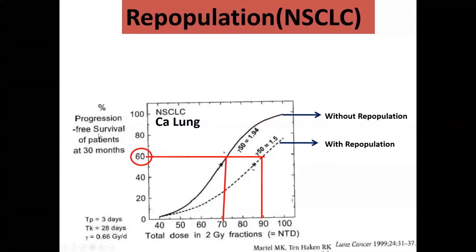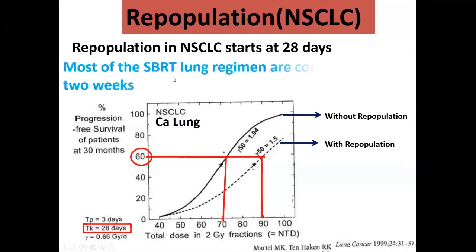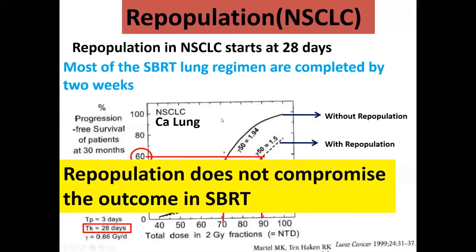In lung cancer, it has been estimated that repopulation, or accelerated repopulation, starts at 28 days. And we all know that most of the SBRT lung regimens are completed by 2 weeks or even 1 week. So repopulation does not trigger in non-fractionated radiotherapy. In fact, this is the only R which has an advantage in non-fractionated radiotherapy over fractionated radiotherapy. So that was about repopulation.